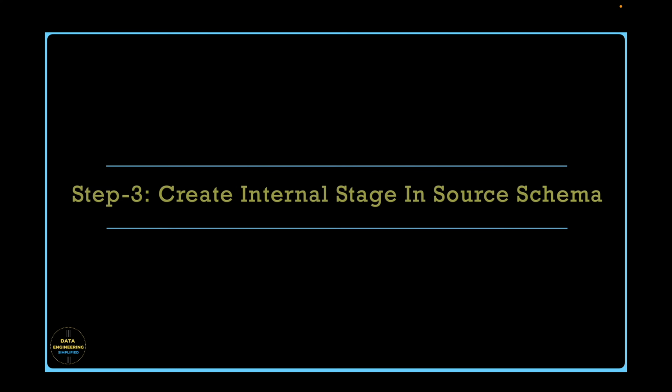Moving to the next step, step 3, we are going to create an internal stage object inside our source schema. We all know an internal stage is very similar to an external stage. However, we don't have any external dependency when we create an internal stage. Once our internal stage is created, we are going to review our CSV, JSON, and Parquet order files from 3 different regions. And we are going to understand how these files are going to be processed for the curation and consumption layer.